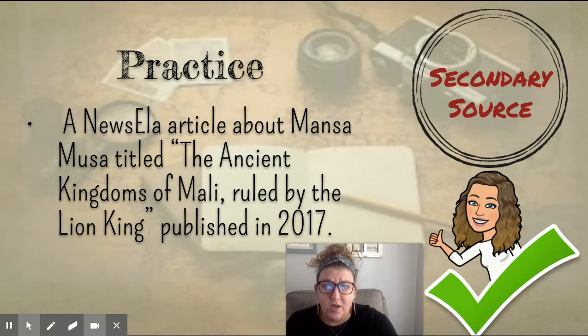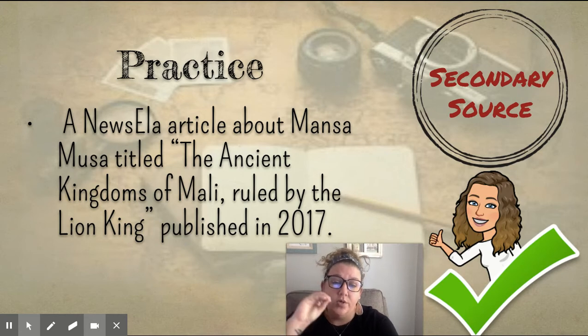So this is about the king of Mali from, I think Mansa Musa was like 700 or 800 in Africa. So again, this is over 1,000 years ago that he lived, but they wrote an article about him, about his life, about his impact in 2017.